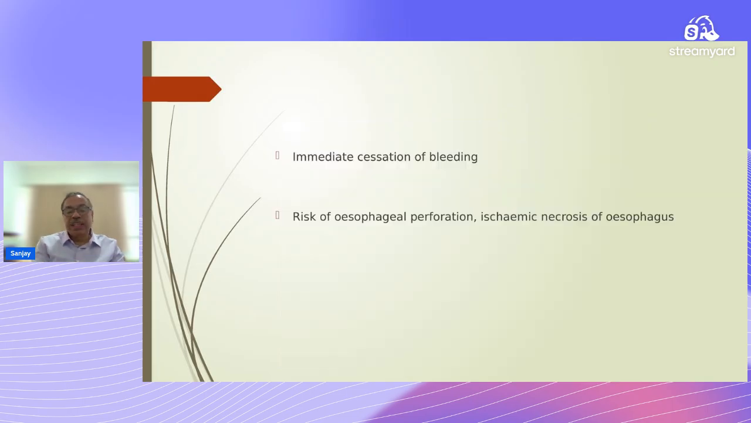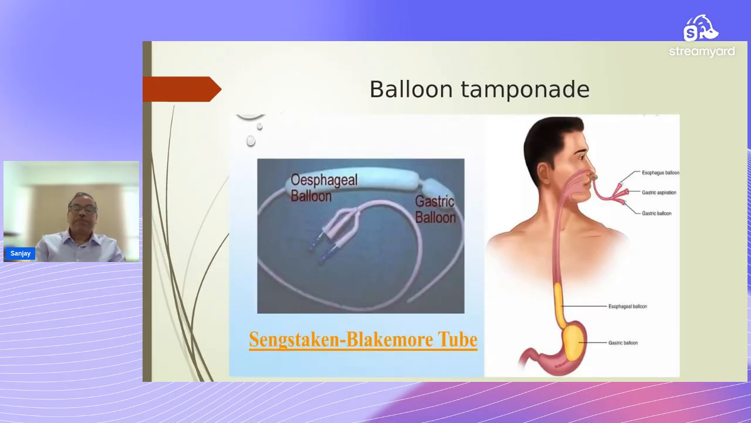Here there is an immediate cessation of bleeding, but because pressure is applied with this tamponade, the risk of esophageal perforation or ischemic necrosis of the esophagus is quite high if it is not done properly. So this is a balloon tamponade.